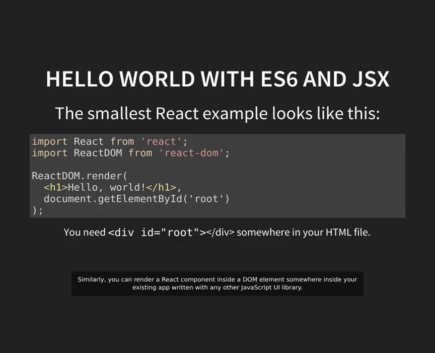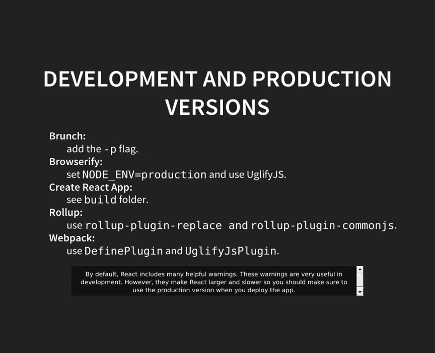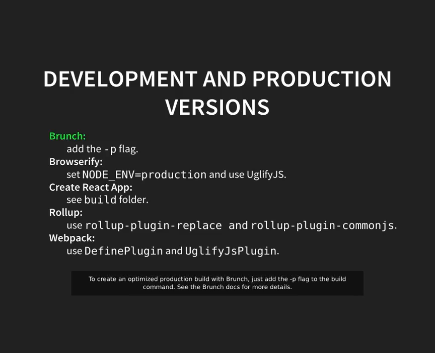By default, React includes many helpful warnings. These warnings are very useful in development. However, they make React larger and slower, so you should make sure to use the production version when you deploy the app. To create an optimized production build with Brunch, just add the -p flag to the build command. See the Brunch docs for more details.